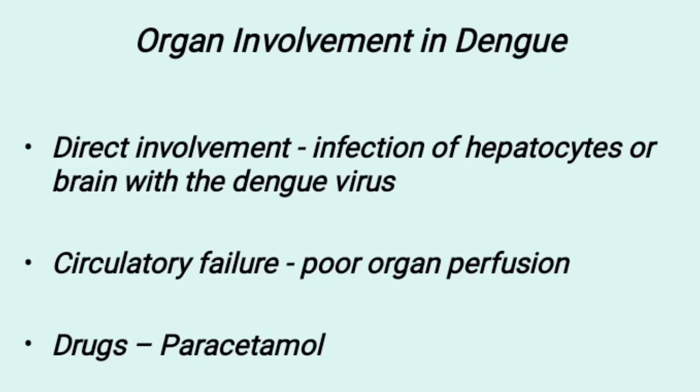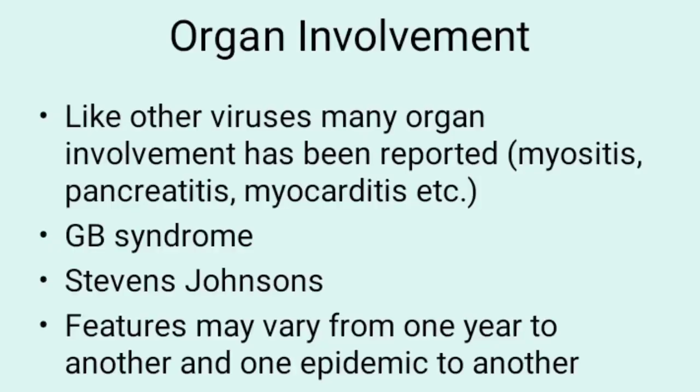Third is the drugs. The drug most commonly used for the improvement of fever and pain is paracetamol, and paracetamol, if taken in overdosage, has its own side effects, mainly affecting the hepatocytes. Like other viruses, many organ involvements have been reported, like myositis, pancreatitis, myocarditis, although rare, but these can also be involved, and can have Stevens-Johnson syndrome, and features may vary from one year to another, and one epidemic to another epidemic. So these are not constant features. These can present, or cannot present. And also GB syndrome, that is Guillain-Barré syndrome, is also seen.